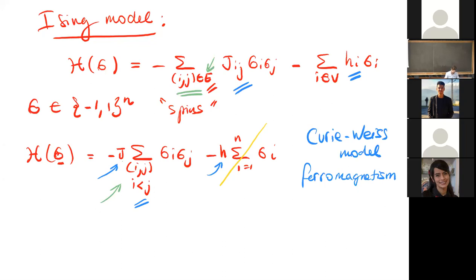So when H is 0, the energy of sigma is the same as that of minus sigma. This is called the up-down symmetry, or flip symmetry. But when H is not 0, you break this symmetry.